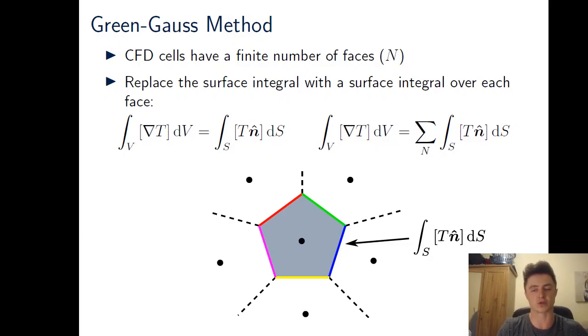So the red face, the green face, the blue face, the yellow face, and the pink face, we'll take an integral over those faces and then add them up. And that will be equal to the volume integral of the temperature gradient inside the cell. So again, we're making further progress here, and this is looking really good.